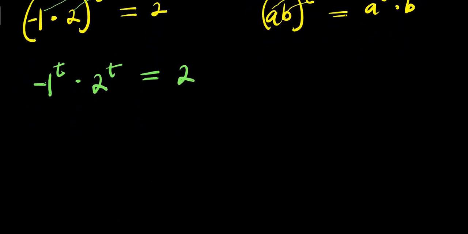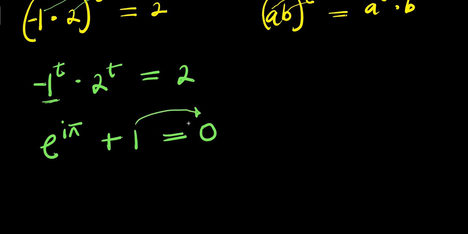Now, the next step will be for us to make use of Euler's equation. If you have e to the power of i times pi, then plus 1 will give you 0. Now, we have negative 1 raised to the power of t here, and there's negative 1 here. So what we are going to do is to move this positive 1 over here. Now, we are going to have e to the power of i times pi equals negative 1. Since there is negative 1 here, we are going to replace it with this e to the power i times pi.